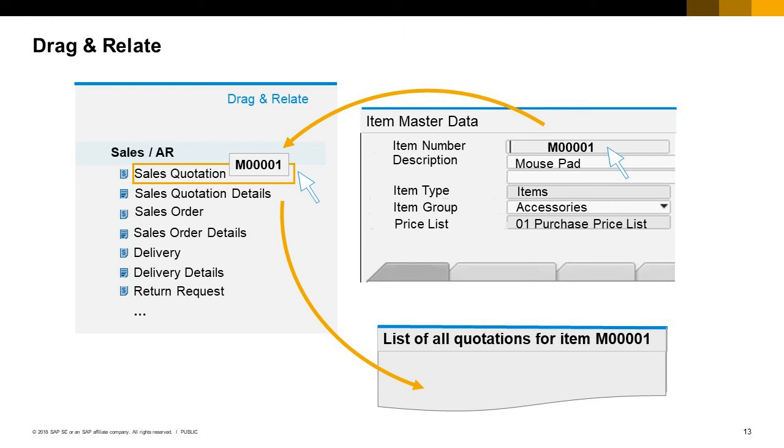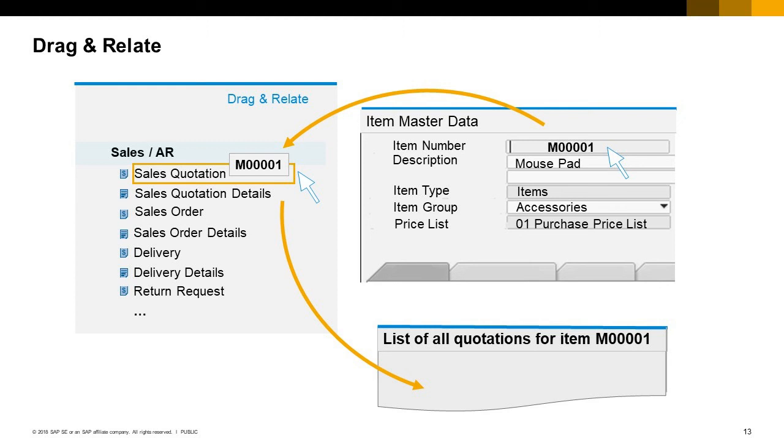Drag and relate is a particularly effective means of linking two business objects to create an ad hoc query. The image on the right shows the data in an item master record. If you want to find out which quotations have been made for this item, for example, you simply drag the item number field to the quotations entry in the navigation drag and relate tree. The system then displays a list of all the quotations for the item.